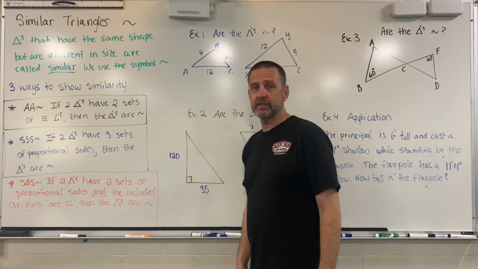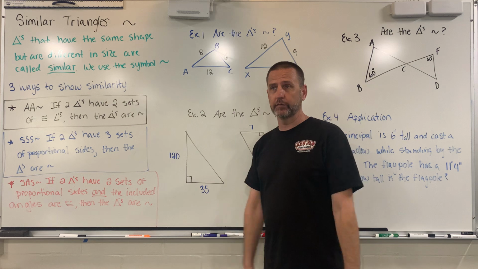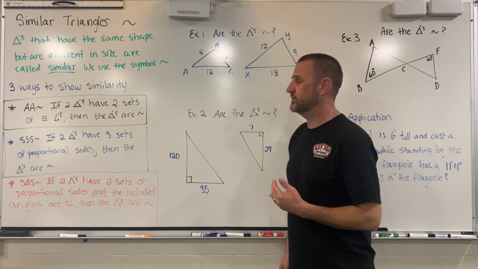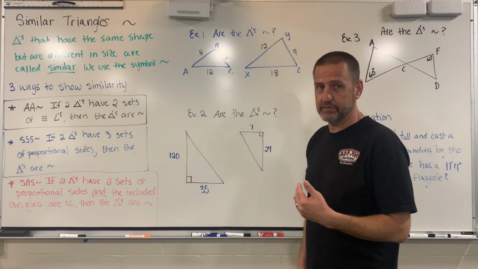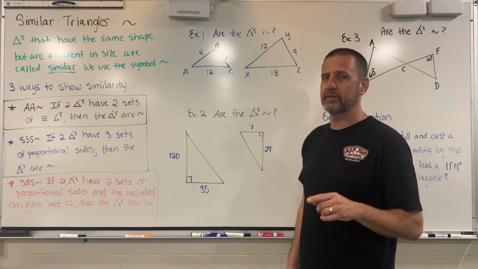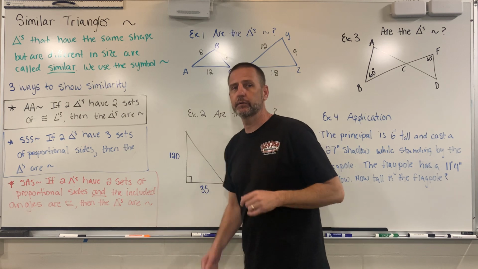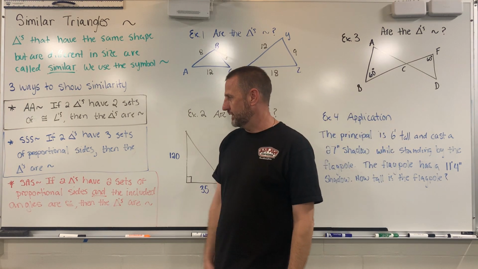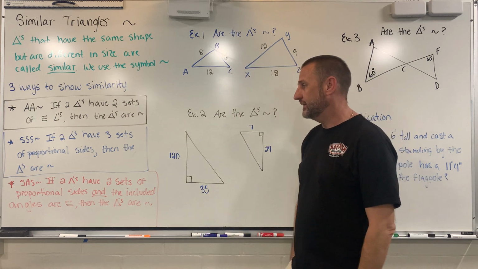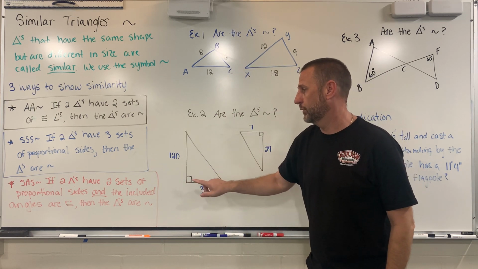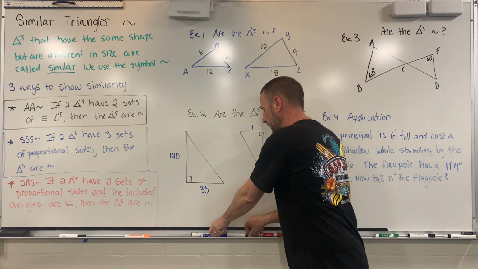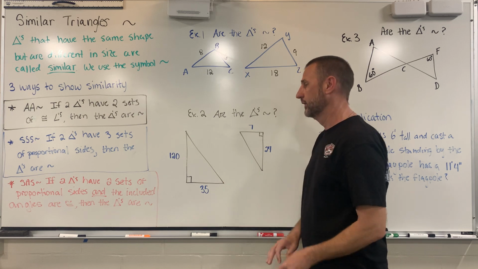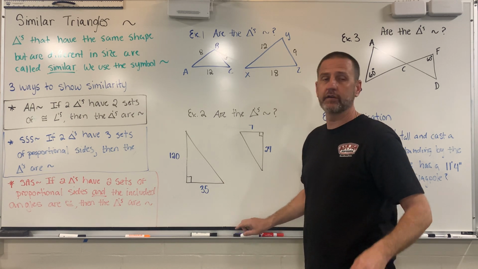The next one is called side-side-side, which we do bring over from congruence. And side-side-side says that if we have 3 sets of proportional sides, not equal sides, proportional sides, and I'll explain that in a moment, then the triangles are similar, not congruent, similar. And then the last one is called side-angle-side. That says if we have 2 sets of sides that are proportional and the included angle, meaning the angle that holds those 2 sides together, is congruent, then they're going to be similar.